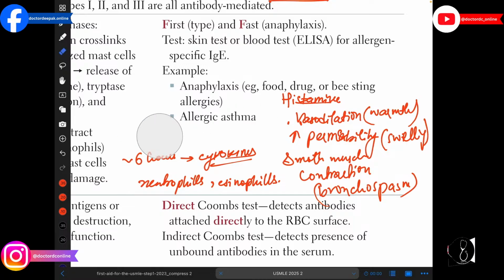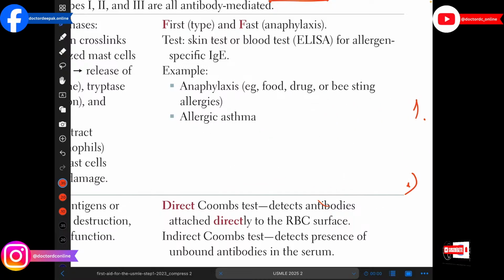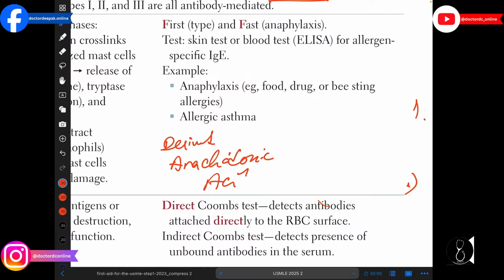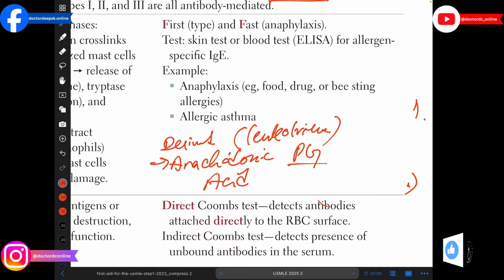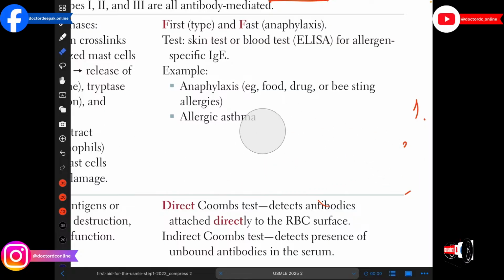They are also having leukotrienes, prostaglandins, and thromboxane, which are all derived from arachidonic acid. The leukotrienes, prostaglandins, and thromboxane are all mediators of type 1.